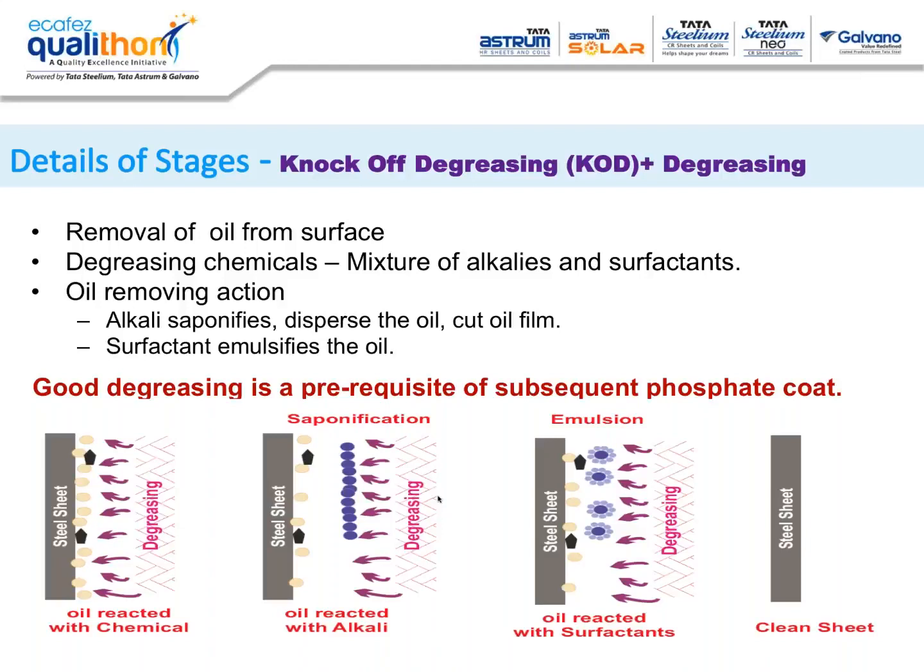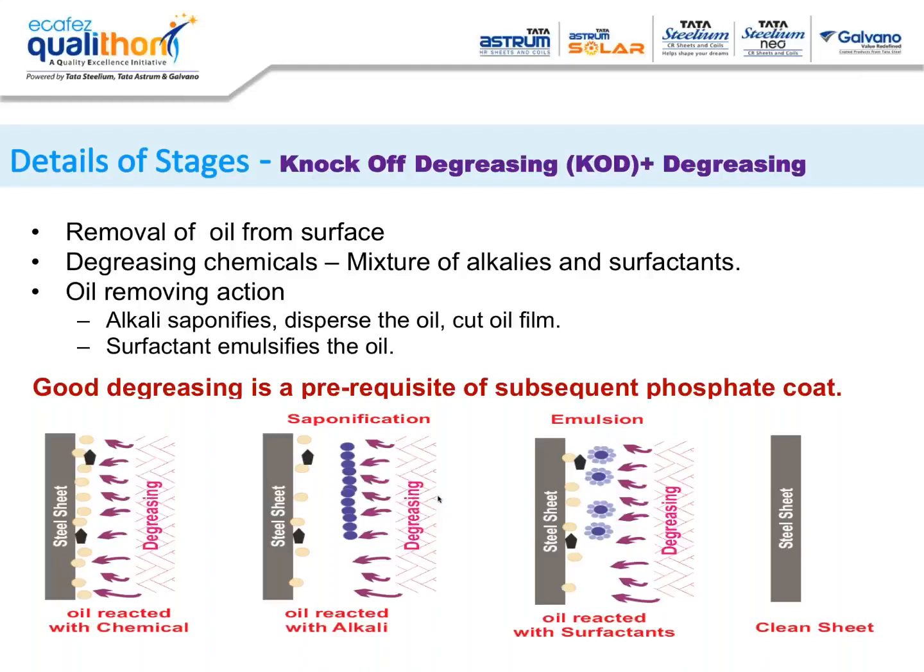Now these are the oils which are basically long chain fatty acids. These will react with alkalis and they will saponify. But there will be some other oils, like hydrocarbon oils, which will not react with alkalis. There we use surfactants or emulsifiers. They will emulsify the oils.